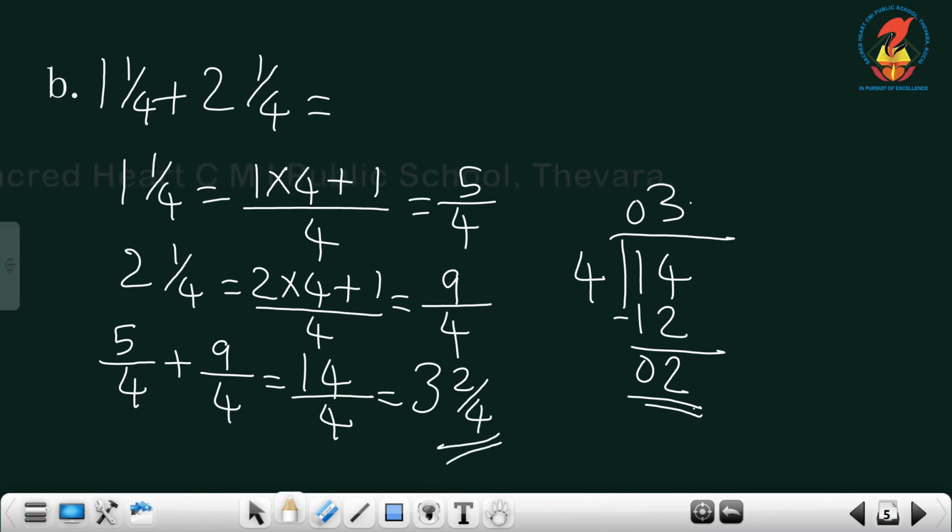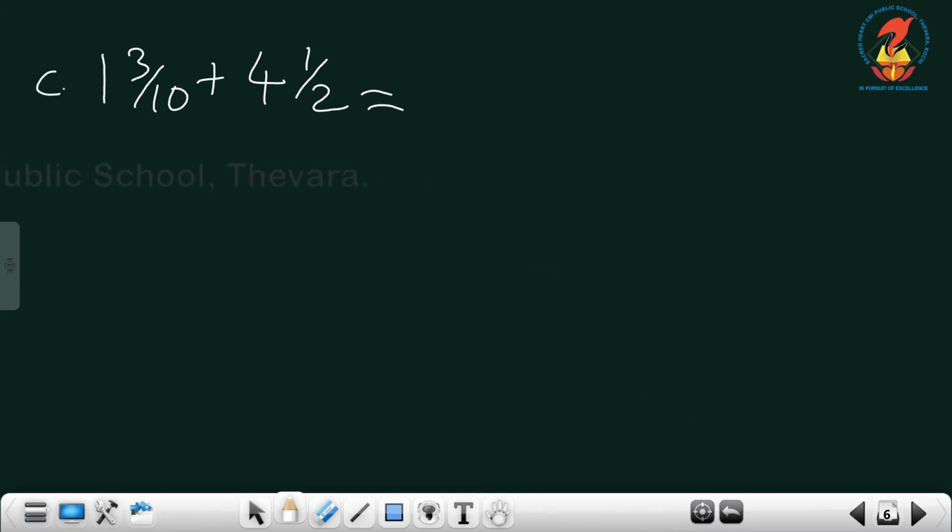3 and 2 by 4. Is it clear? Okay. And the next one is 1 and 3 by 10 plus 4 and 1 by 2. How can we do this?